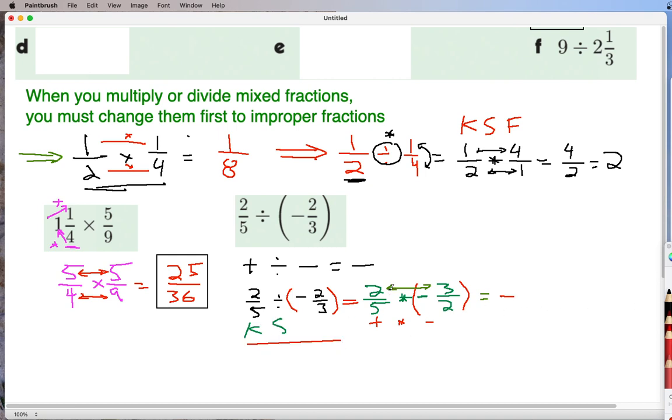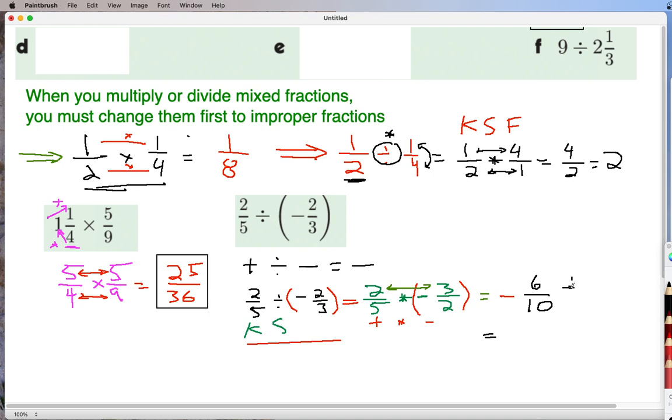So 2 times 3 is 6. So I put a 6 here. 5 times 2 is 10. And we know that a positive times a negative gives me my negative sign, which I have here. Now, the question I ask is, can I reduce 6 over 10?